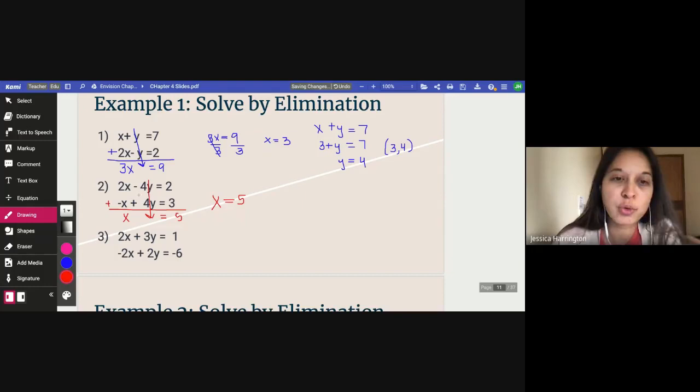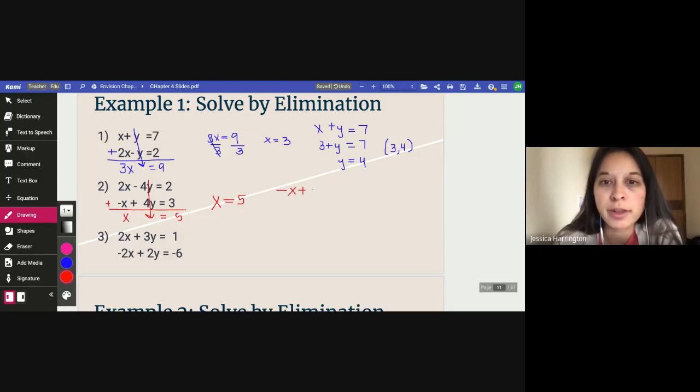Now I'm going to pick which equation I want to plug it back into, right? I can choose either. I'm going to choose this bottom one because I don't have the 2 next to the x. So I'm going to just write it over here so you can see it. Negative x plus 4y equals 3. And instead of an x, I'm going to plug in a 5. So it becomes negative 5 plus 4y equals 3.